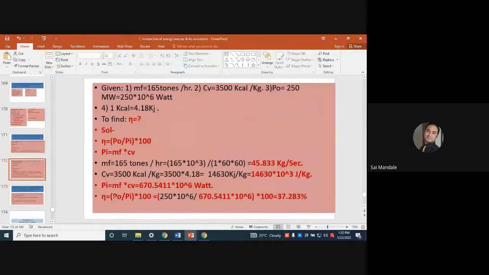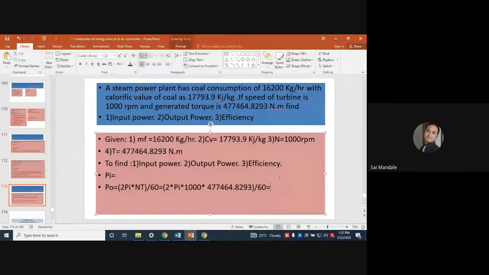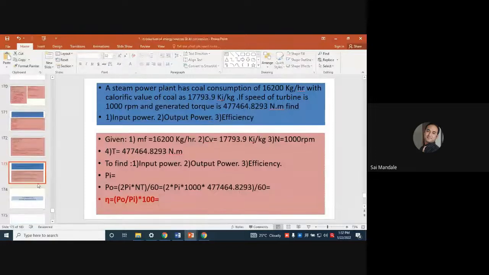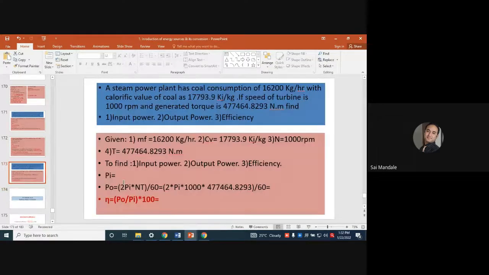So this is the numerical for your homework, and everybody has to solve this numerical. It is a practice part, and the section is very easy for each one of you. In the next session, I will review this numerical, and then we'll start the numericals on the turbine, pump, and compressor. If anybody is having any doubt, could you please ask me?